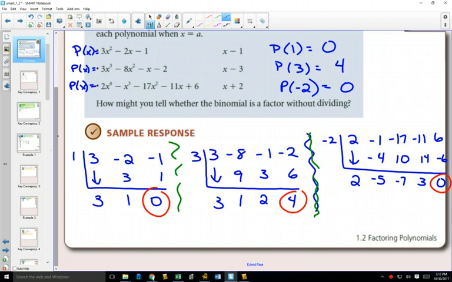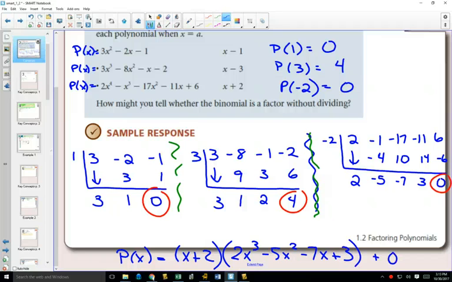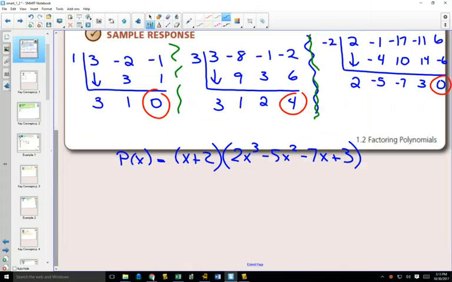Are you okay with me, instead of writing all of this, just going p of x equals, and we divided by x plus 2, and then we got 2x cubed minus 5x squared minus 7x plus 3, and then remainder 0 would mean there'd be a plus 0 out here, which you wouldn't have to write. And if you didn't have that, what have we done? We have just started to factor that. We found one factor. So if the remainder is 0, then you can factor it.